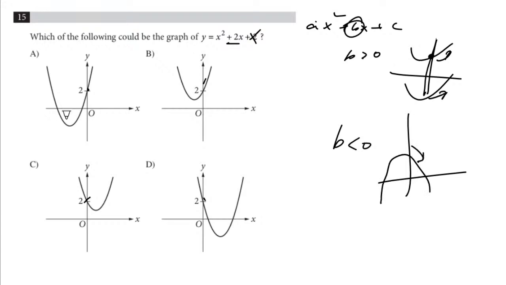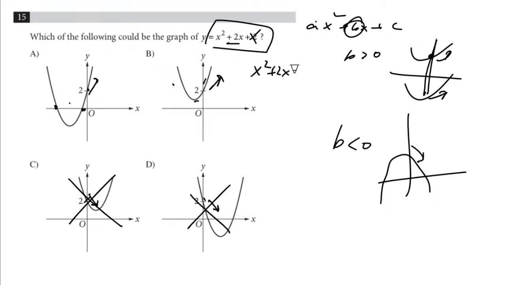So b is positive, so it goes up, it's okay. It goes up, it's okay. This goes down, this doesn't work. This goes down, this doesn't work. So just two answers. And you see this one has solutions, but that one doesn't. So the determining factor will be whether this function has solutions or not. How do we know? We check the discriminant, which equals b squared minus 4ac.